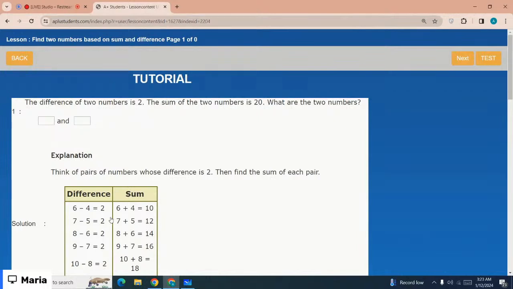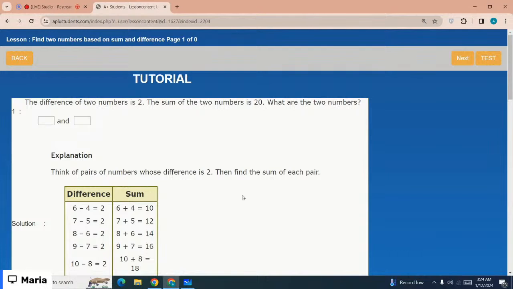Let's just start with an example. The difference of two numbers is 2. The sum of the two numbers is 20. What are the two numbers? So basically, you need to find two numbers. When you subtract them, the answer is 2. When you add them, the answer must be 20, right? So what are the two numbers? When you add them, they make 20, and when you subtract them, they make 2, right?